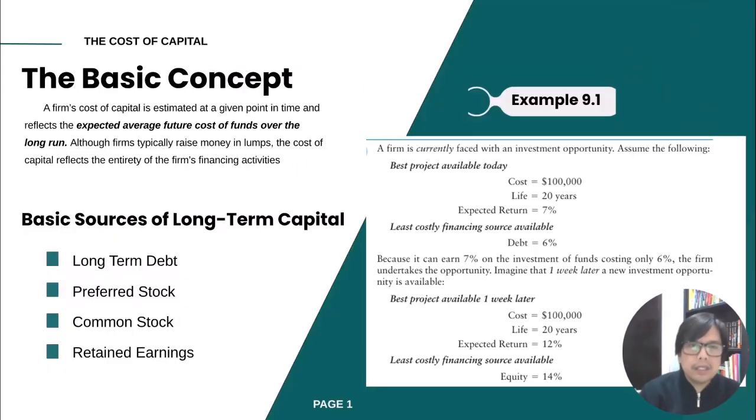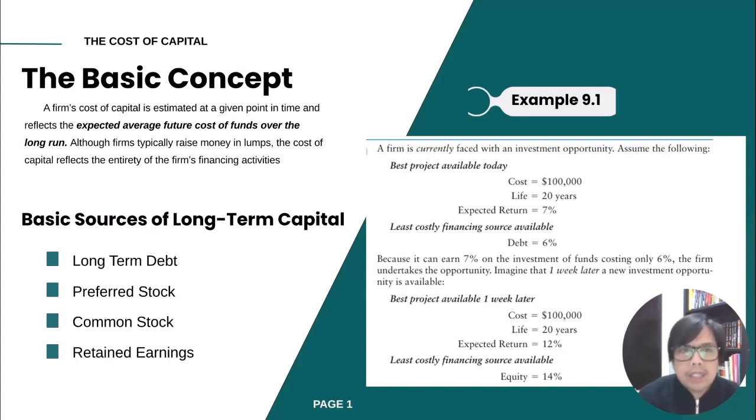The basic concept. A firm's cost of capital is estimated at a given point in time and reflects the expected average future cost of funds over the long run. Although firms typically raise money in lumps, the cost of capital reflects the entirety of the firm's financing activities. This chapter shows four basic sources of long-term capital: long-term debt, preferred stock, common stock, and retained earnings.